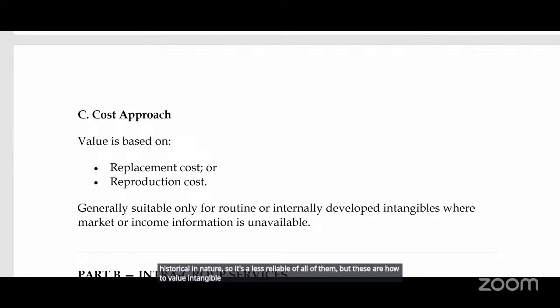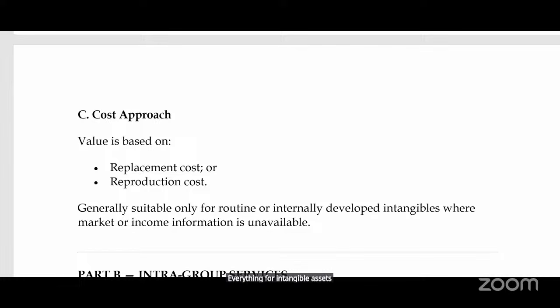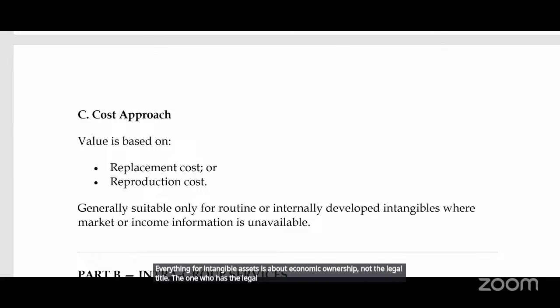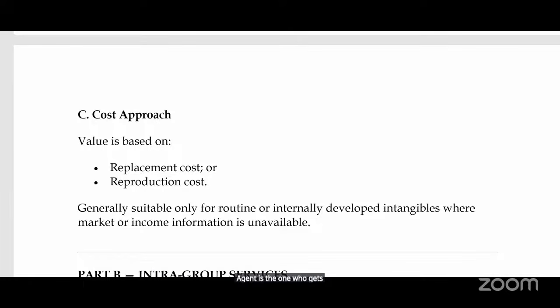And sometimes intangibles are bundled together. It's difficult to separate them. Are you getting it? So in summary, everything for intangible assets is about economic ownership, not the legal title. The one who has the legal title only gets routine contributions. The one who has the economic ownership is the one who gets most of the returns, provided that they are in the DEMPI functions.